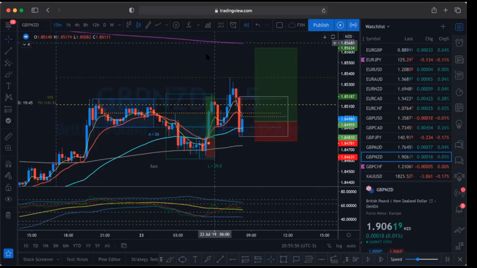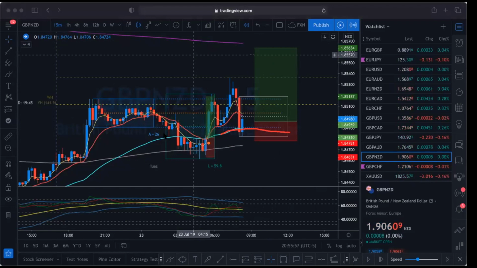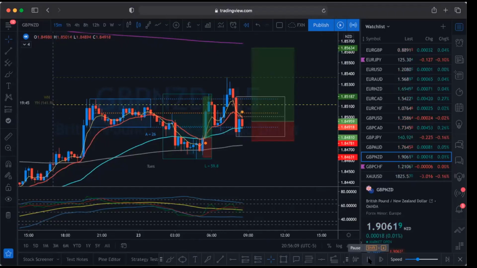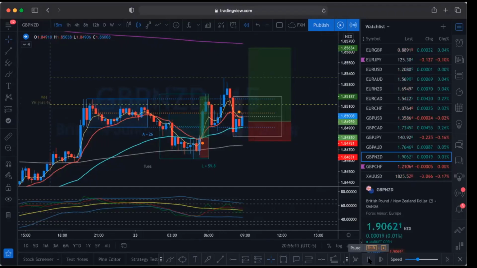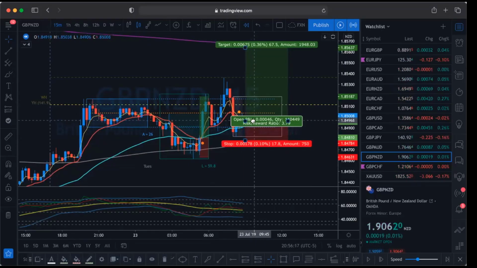Although one thing that I do like is that price is on top of the 50, and it looks like they don't want to go back down to this area here. So let's see what happens here. Yeah, so they're riding the 50 there.